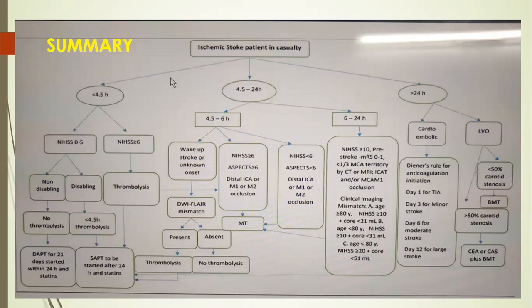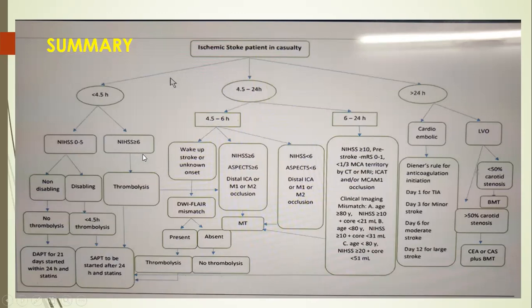If it is really disabling, you go ahead with the thrombolysis. If it is not disabling for the person, you give dual antiplatelet for 21 days and statins along with it, and you start the antiplatelet immediately whenever you receive the patient. Okay, if disabling is there, you thrombolyze the patient. After 24 hours of thrombolysis, you start a single antiplatelet. Okay.